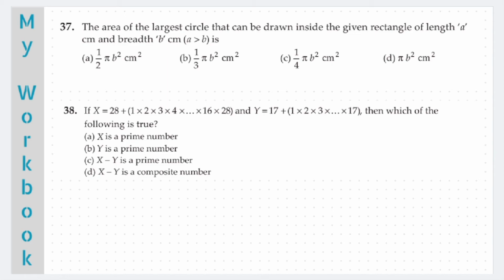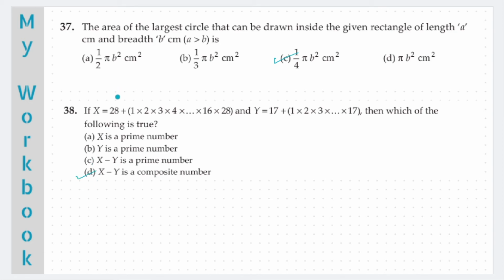37. The area of the largest circle that can be drawn inside a given rectangle of length A centimeter and breadth B centimeter is... 38. If x is given as 28 plus 1 into 2 into 3 into 4 so on till 28, and y is equal to 17 plus 1 into 2 into 3 so on till 17, then which of the following is true? For question 37, the correct answer is option C, and for 38, the correct answer is option D.